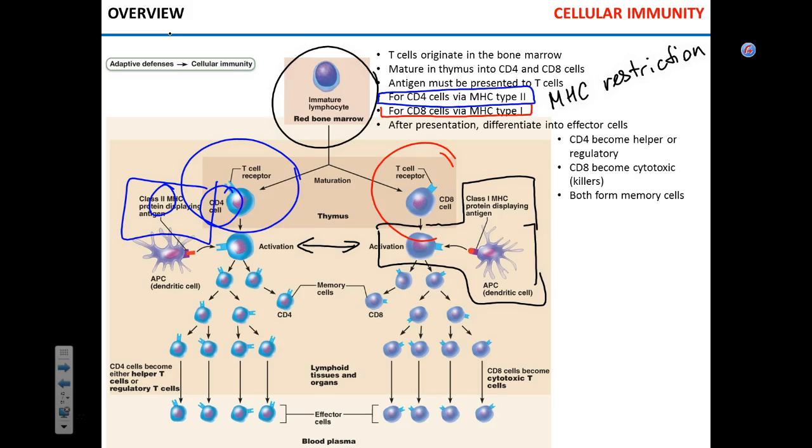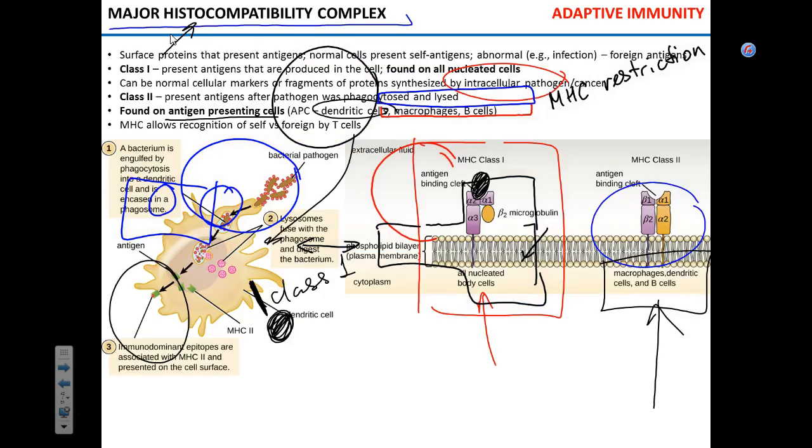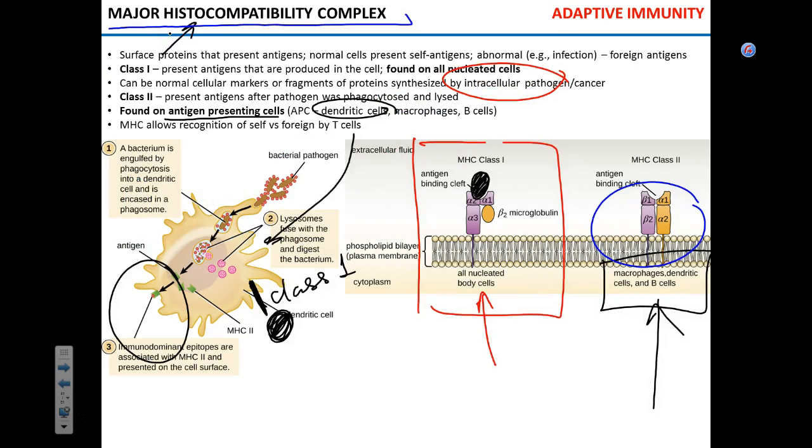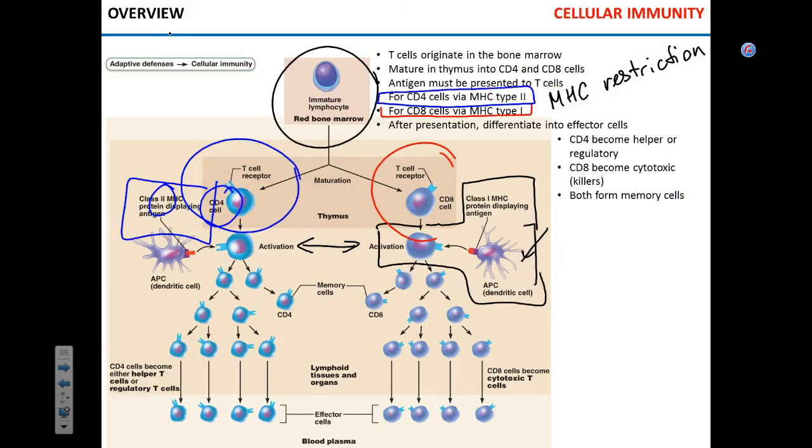Now these proteins, MHC class 1, where are they expressed except the dendritic cell? Where else? It's right there. Class 1 MHC. Where are they expressed? All nucleated body cells. What does that mean in terms of the immune response?